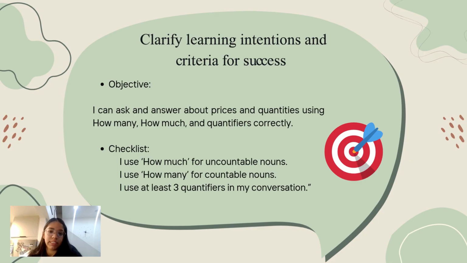So we have the first stage that is clarify learning intentions and criteria for success. So for this activity, before starting the role play, I will clearly explain to my students what they're going to learn and what success looks like. Also, I will write the objective on the board that in this case will be I can buy and sell food in a market using how many and how much and quantifiers correctly. And then I will show all the criteria so students know exactly what they are going to study for. By clarifying this at the beginning, students know what to expect and can focus their attention on those goals during the activity.